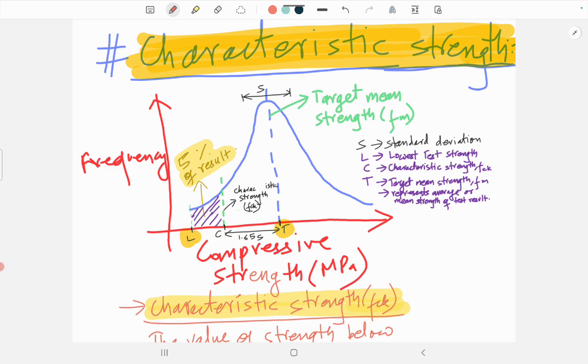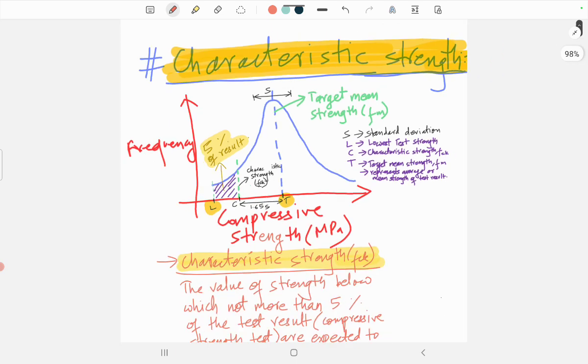Today we are mainly discussing the characteristic strength, and mainly this is related to concrete. First let's understand what characteristic strength is, mainly of concrete, with the help of a graph, or we can say a plot of frequency versus compressive strength of the concrete. So first let's define what characteristic strength is.